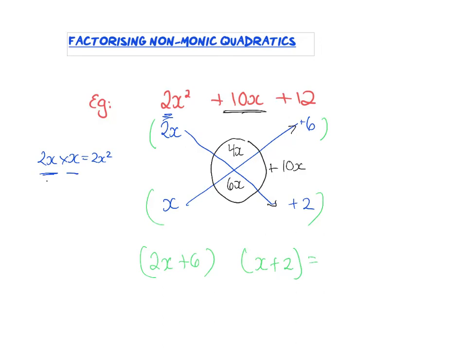Now, if we were going to check, let's multiply it out. 2x times x, and 2x times 2. Then 6 times x, 6x. And then 6 times 2. So can you see we went back to the question? Yes? So it has to be that way.